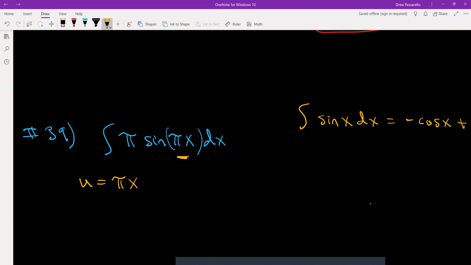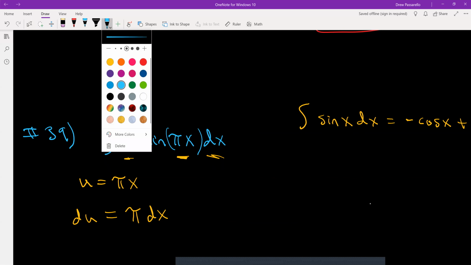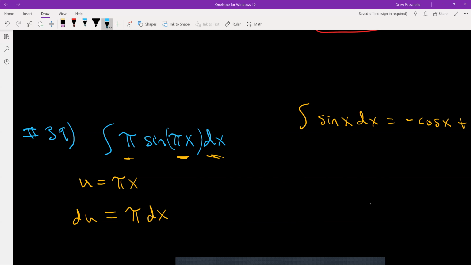pi times x, then I take the derivative. So du is pi times 1, which is just pi, because the derivative of x is 1. And then I attach the dx. And I notice I have a pi and a dx. So I can go ahead and start substituting stuff in. Maybe it might help to write it first sine and then pi x times pi dx.